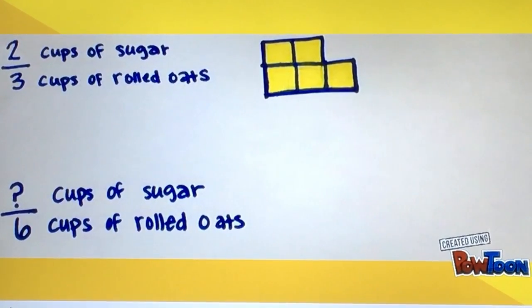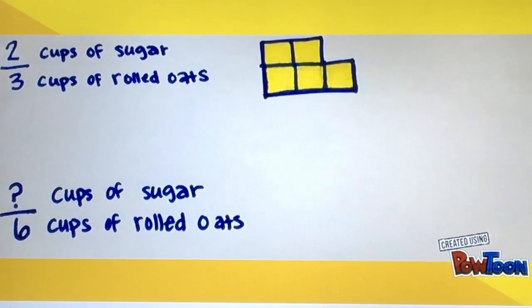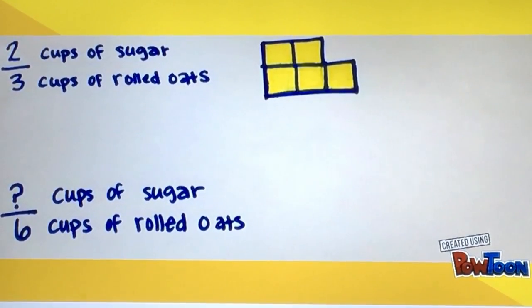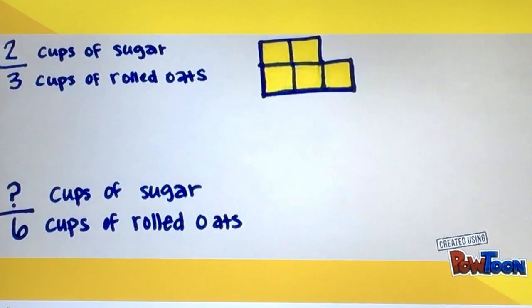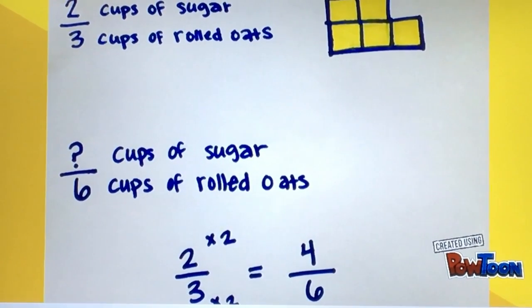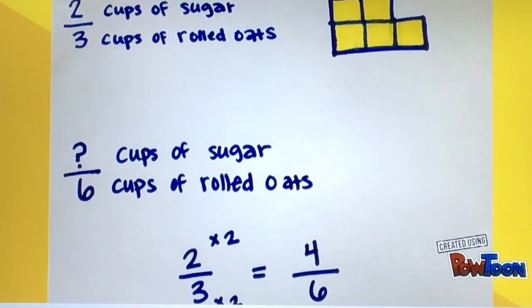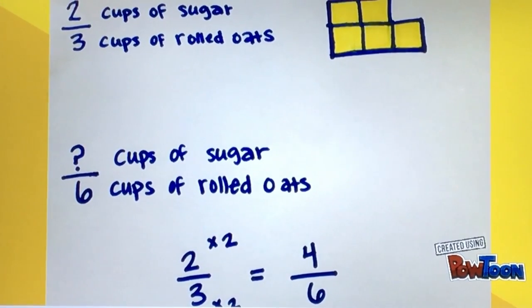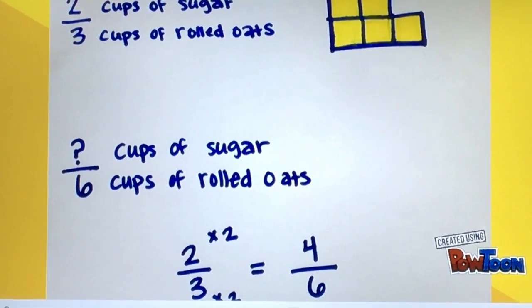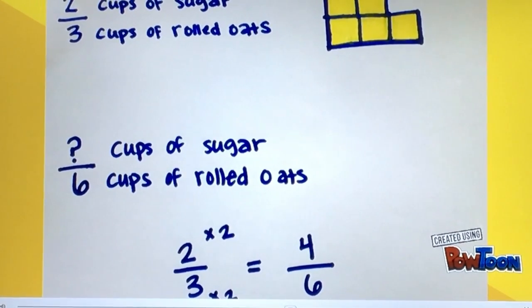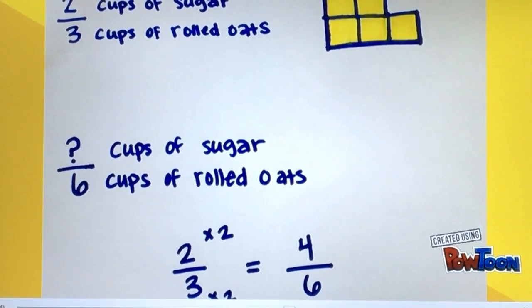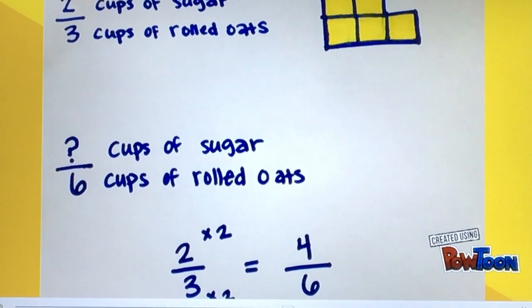The recipe called for 2 cups of sugar for every 3 cups of rolled oats. The diagram on the right represents 2 cups of sugar to 3 cups of rolled oats. So how many cups of sugar do we need for 6 cups of rolled oats? We know that 3 times 2 equals 6. And everything that we do to the top of the fraction, we need to do to the bottom of the fraction. So we will take the 2 times 2, just like we did the 3 times 2, and that gives us 4. So now we have 4 over 6.